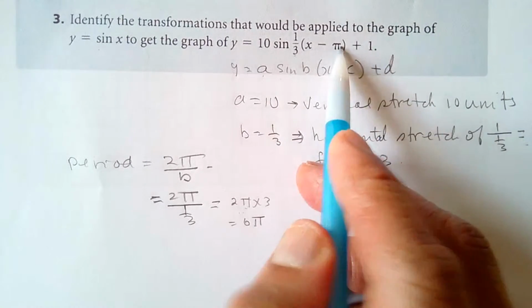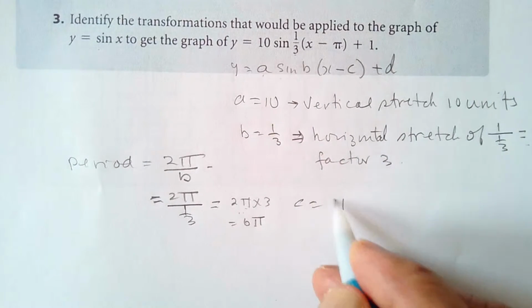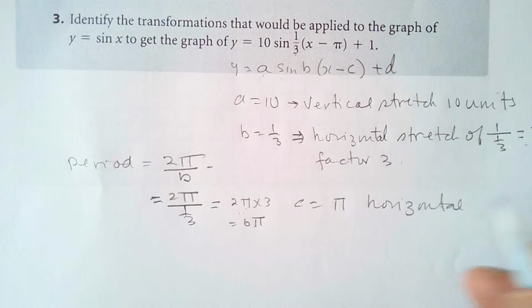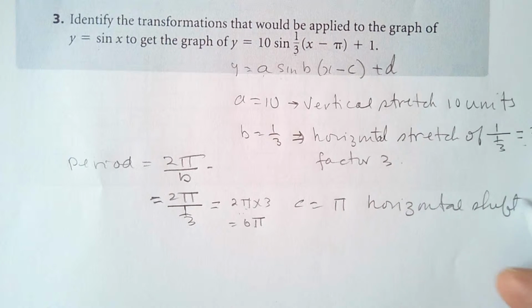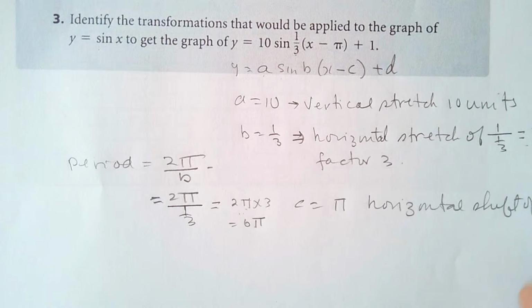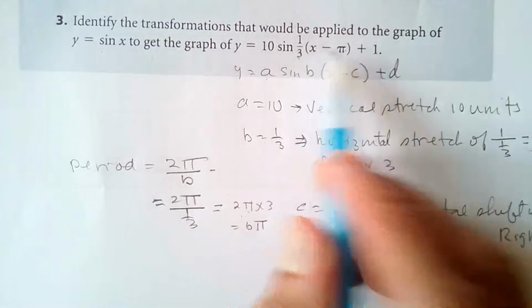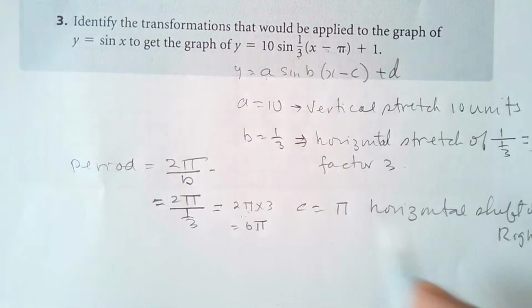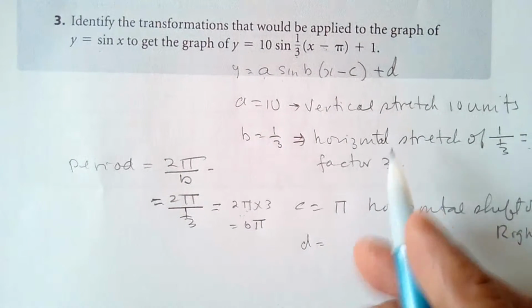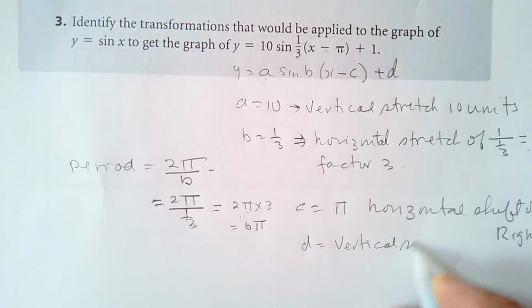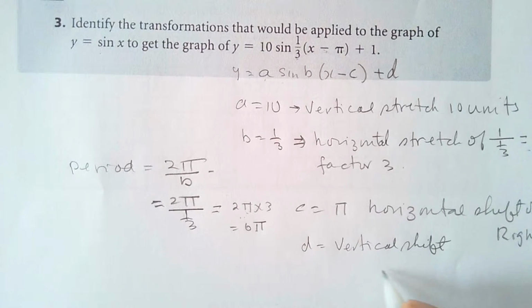The C is pi. In other words, it's a horizontal shift of pi units to the right. Remember, if it's negative, it's to the right. If it's positive, it's shifted to the left. And finally, D, which is our new midpoint, is a vertical shift of 1 unit up.